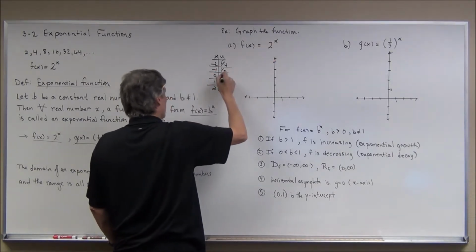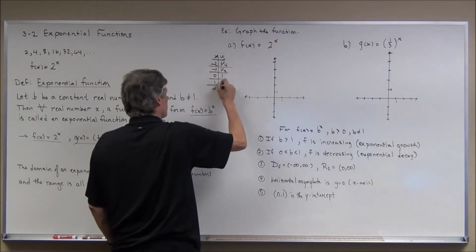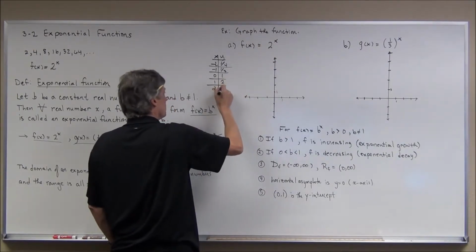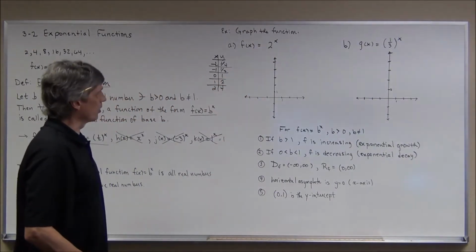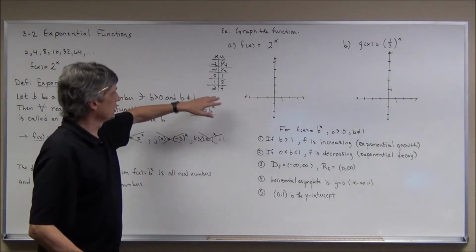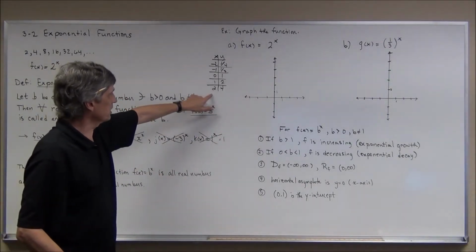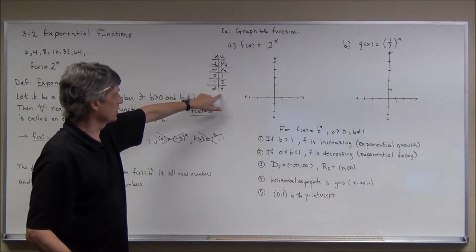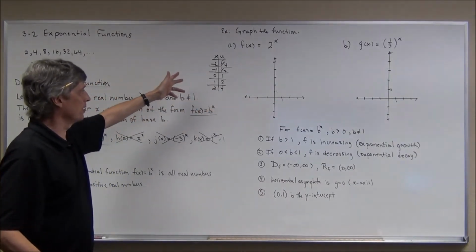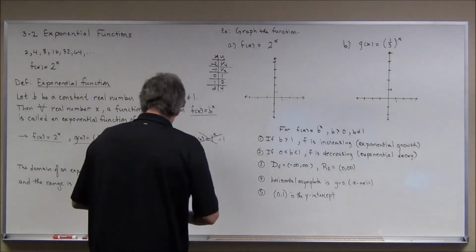2 to the 0 is 1. 2 to the first is 2. 2 to the second is 4. Now, I could keep on going, but I didn't make my scale set so that I could accommodate too many more numbers. But you'll see a pattern. The bigger x gets, the bigger the y value gets, increasing, as the term might be, exponentially. So I'll graph these points.